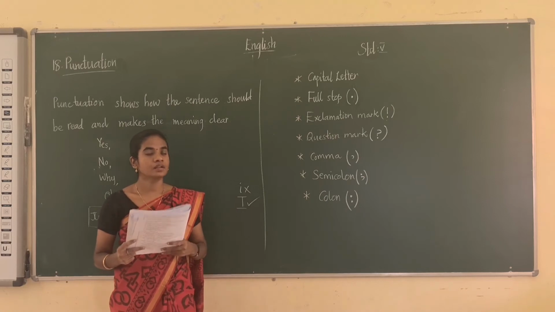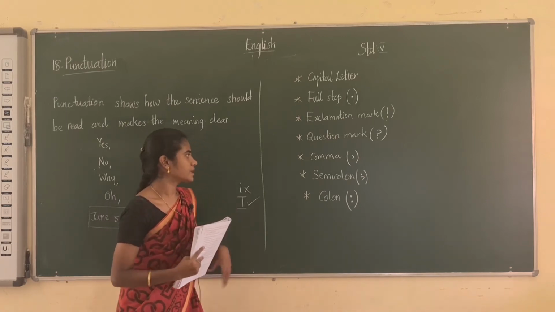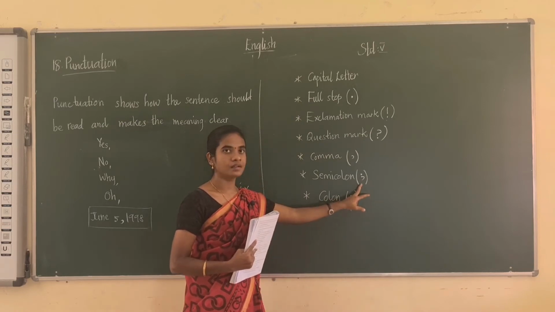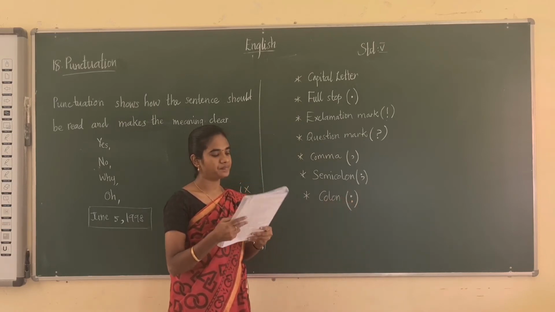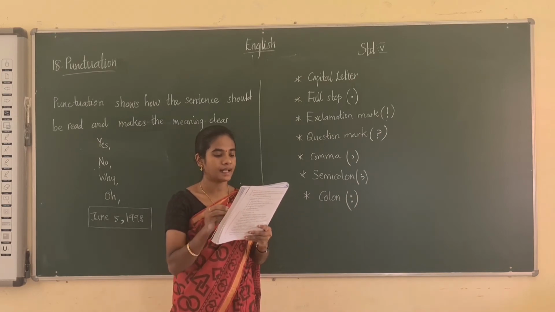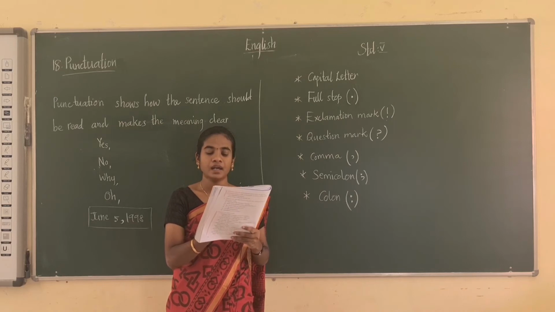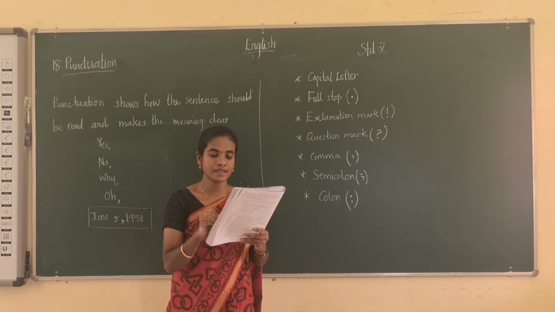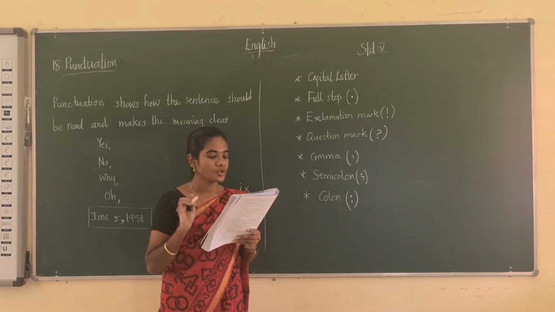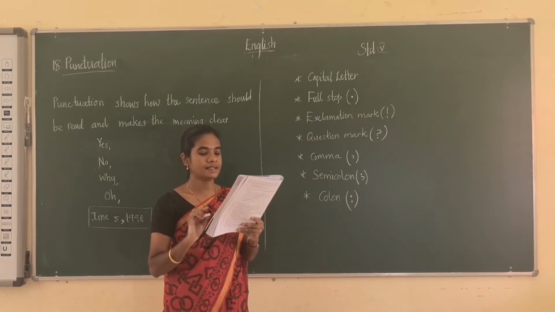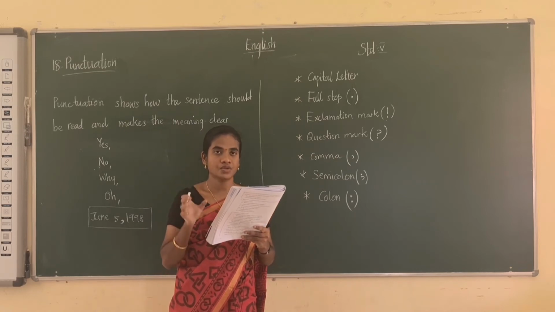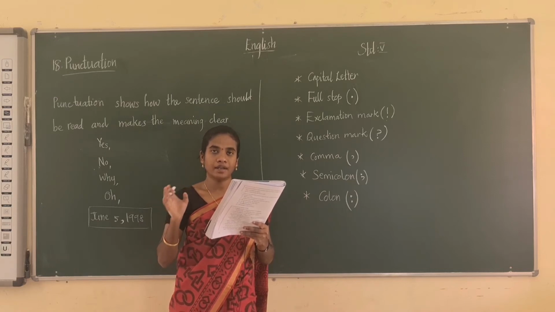See the next one, the next punctuation mark is the semicolon. See here, this is the symbol of the semicolon. You just observe it. A semicolon indicates a pause of greater importance than the comma. So the semicolon is a longer pause than a comma, but shorter than the full stop. It is used to separate words or phrases in a list that already contains commas.